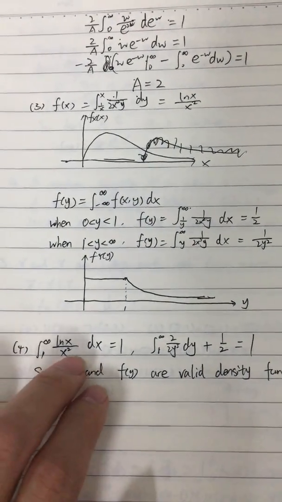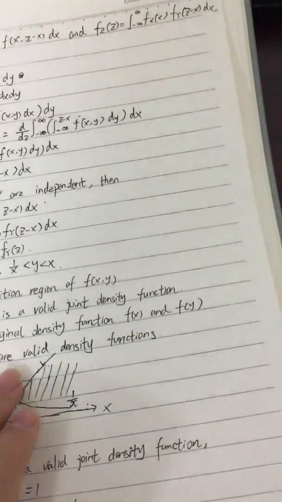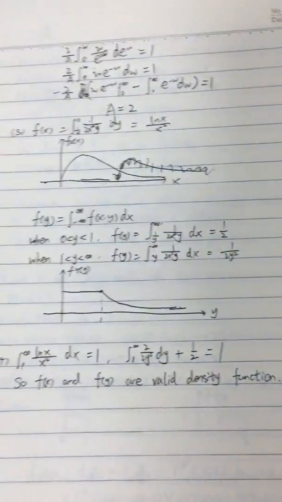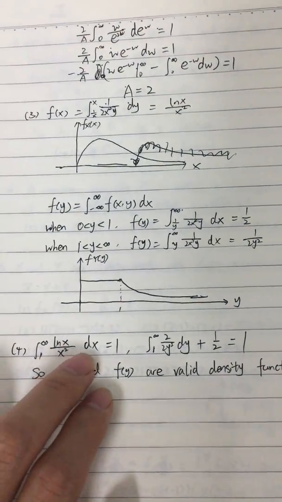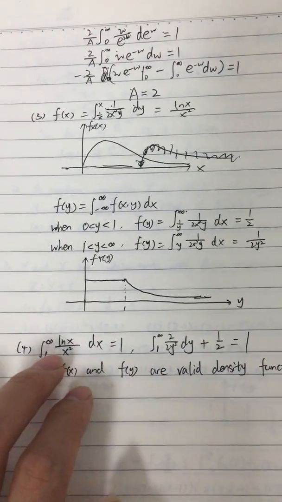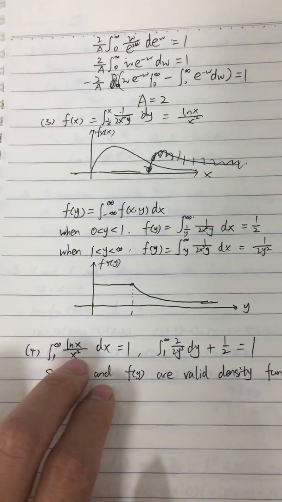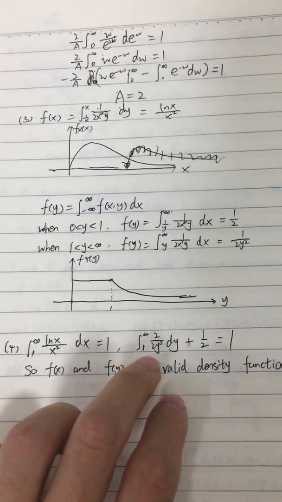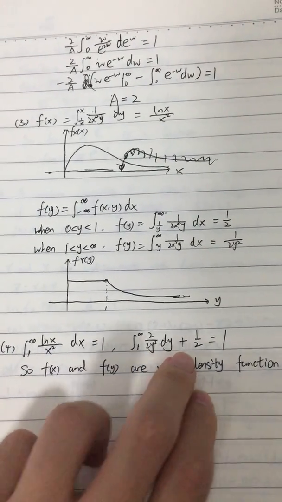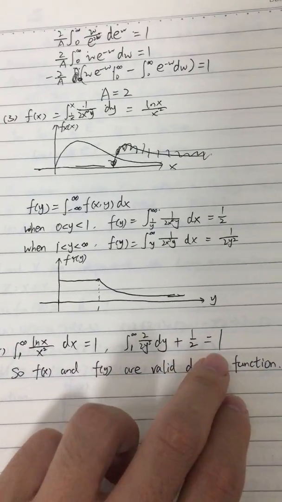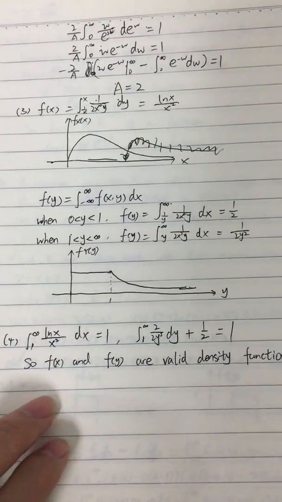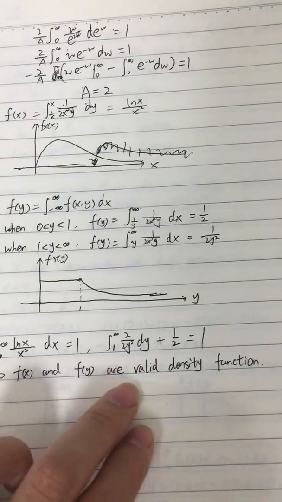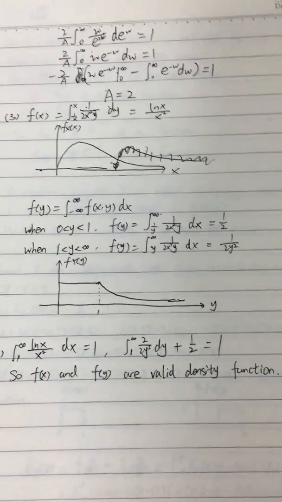To prove that it is a density function, we just need the integral of the function to be 1, and we can easily solve out that this function is 1, and this function plus the 1 on 2 is also 1. So f_X and f_Y are valid density functions. This is the second question.